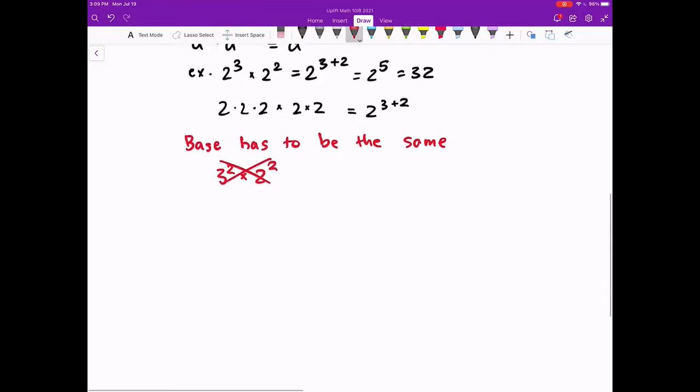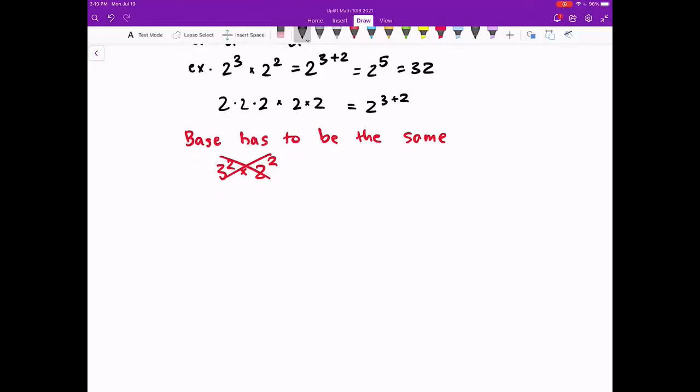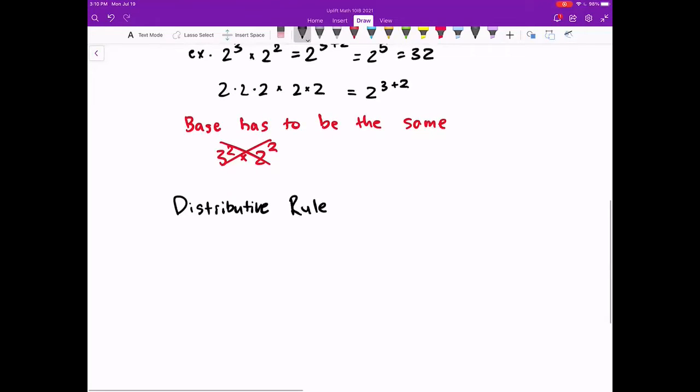The next rule we're going to go over has no name, but we're just going to call it the distributive rule. It's not the proper name. You should probably ask your grade 10 teacher later about it. So what we have is two bases, a times b in brackets, and they're both to the power of n. Then we can distribute the n over the a and b, and we end up with a to the power of n times b to the power of n.